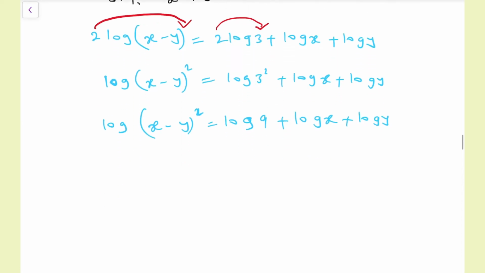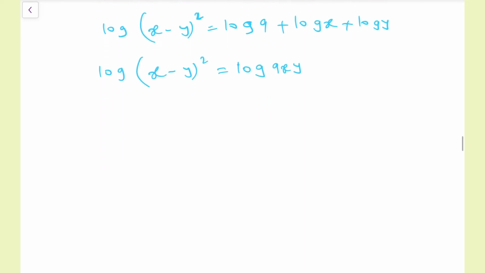Still again, on the left side we can do nothing, so I am writing it as it is. Log of (x minus y) whole square equals log 9 plus log x plus log y. In logarithms, plus becomes multiplication. So log 9 plus log x plus log y can be written as 9 into x into y, so log 9xy. Now on the left side we have one logarithm, and on the right side we also have one logarithm, so we will just remove the logarithms and write the remaining part.